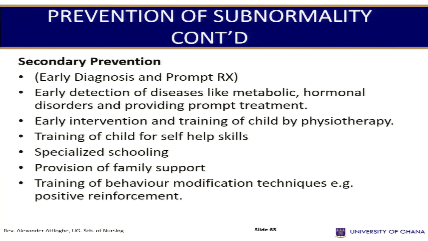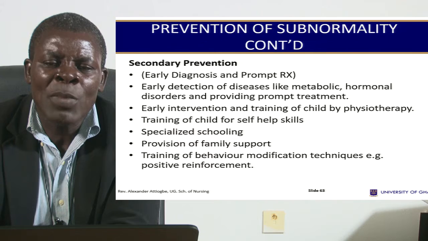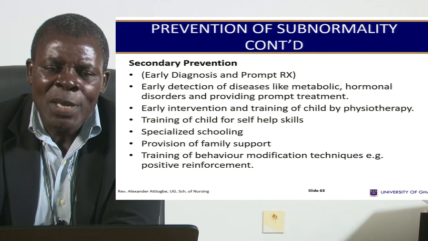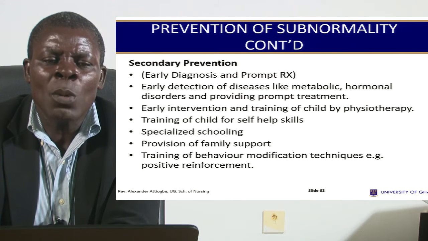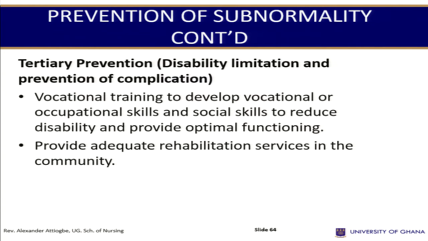Secondary prevention: early diagnosis and prompt treatment, early detection of diseases like metabolic and hormonal disorders and providing prompt treatment, early intervention and training of the child by physiotherapy, training of the child for self-help skills, specialized schooling, provision of family support, training of behavior modification techniques, for example, positive reinforcement. And finally, tertiary prevention of subnormality, disability limitation, and prevention of complications.